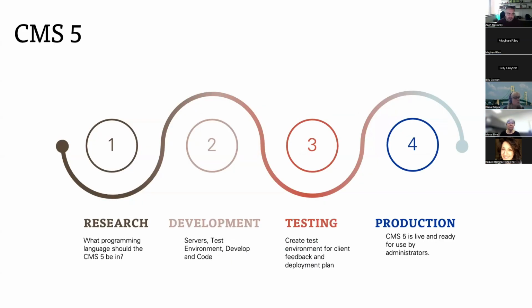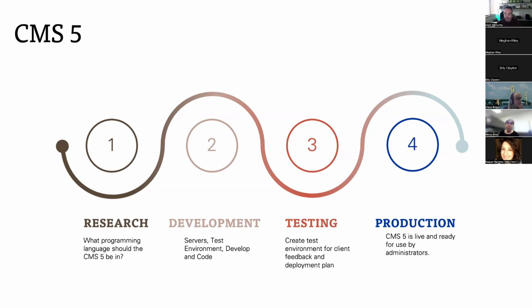So a little bit about the CMS5 and where we've been and where we're going with it. You can see I've broken it down into 4 different stages: research, development, testing, and production. Years ago, we started the research of what programming language we should write the CMS5 in, and that's been years' worth of discussion. Once we finally made the decision that we're going to write this in PHP, we needed to start developing it. We needed to work with the IT group to make sure servers were working, we've got a test environment, and now we can deploy the code, that sort of stuff.